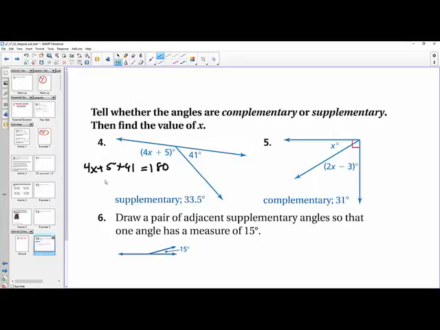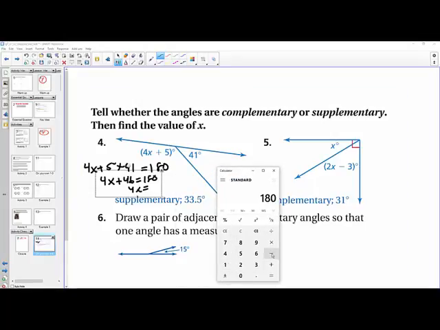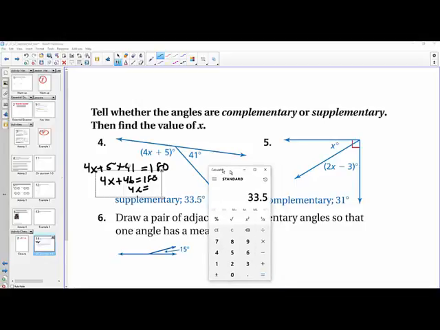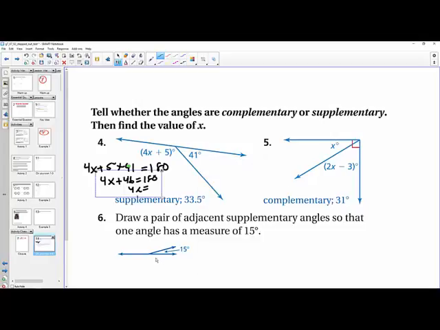And if I add up everything here, I'm going to have my 4x plus 46 equals 180. And so 4x equals, so again, I'll do 180 minus 46, 134, and then divide that by 4. And that's how I got my 33.5. This one here is going to be 3x minus 3 equals 90. So first I'll add my 3 to both sides. So I have 93 divided by 3, right? And I have 31. So that's why that works. And then this, of course, is just drawing it out.